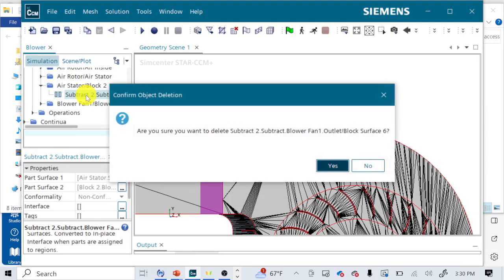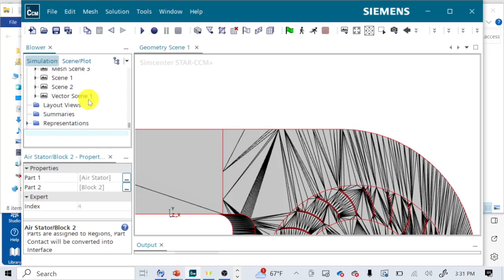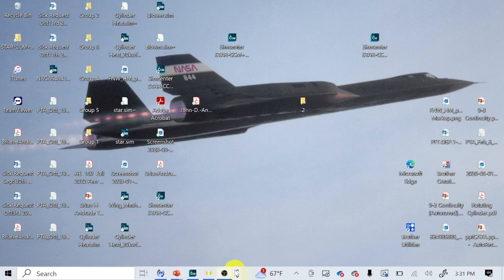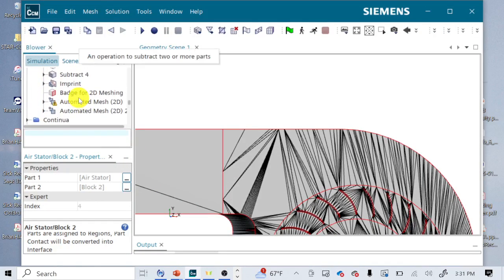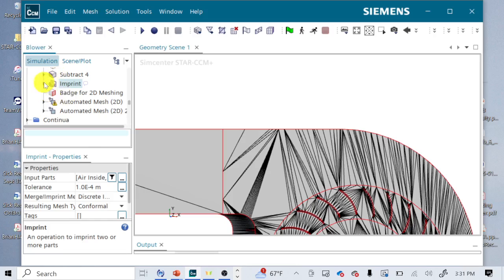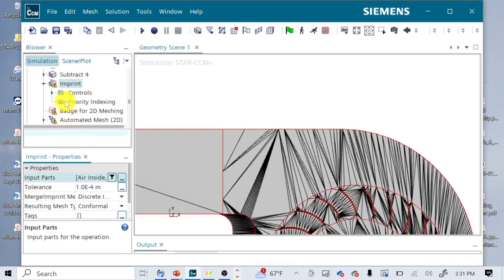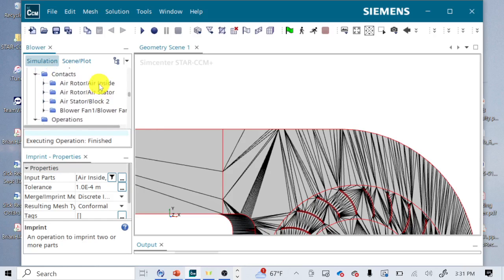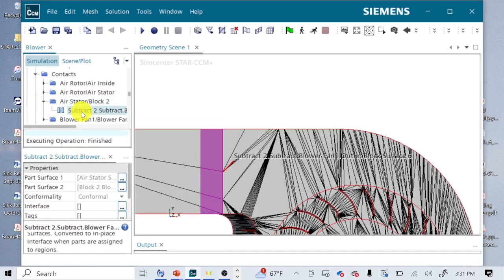Well, actually, hold on a second. We can probably add this to our existing operation. Because the very last thing, why did it just minimize everything? There we go. In operations, I think the last thing we did was, well, we meshed. But before we meshed, we imprinted. So if we add our block 2 to the imprint, it should theoretically find a contact. Yep, there is a contact between the air stator and this block right here.